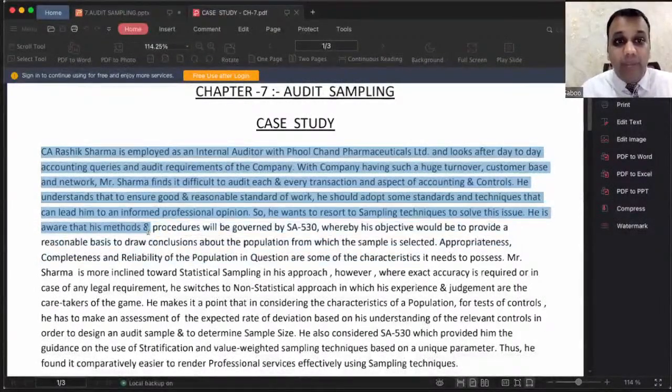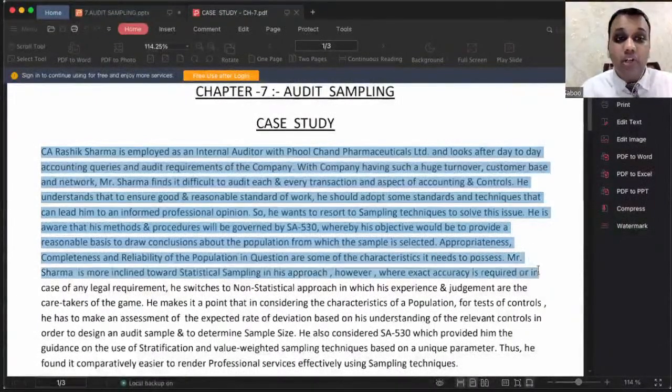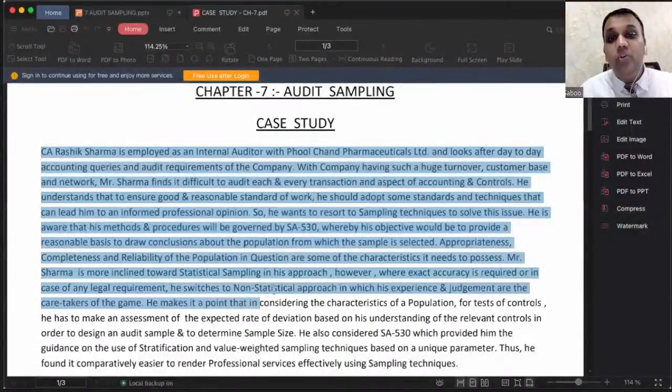He is aware that his methods and procedures will be governed by SA 530, which is a standard of auditing on audit sampling, whereby his objective would be to provide a reasonable basis to draw conclusions about the population from which the sample is selected. Appropriateness, completeness, and reliability of the population in question are some of the characteristics it needs to possess. Mr. Sharma is more inclined towards statistical sampling in his approach. However, where exact accuracy is required, or in the case of any legal requirement, he switches to non-statistical approach in which his experience and judgment are the caretakers of the game.